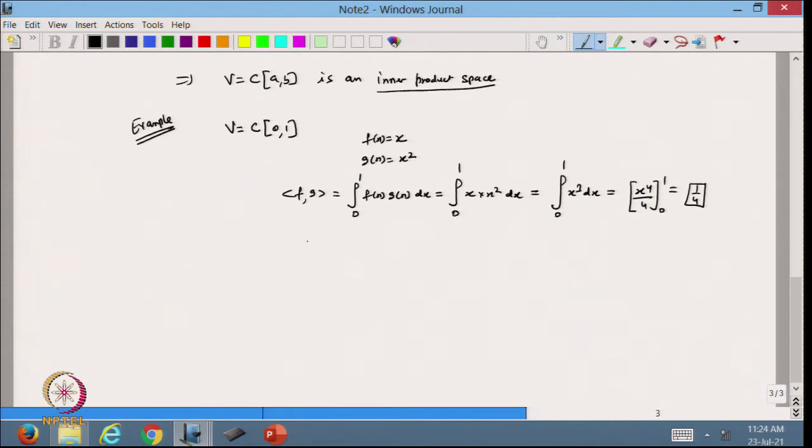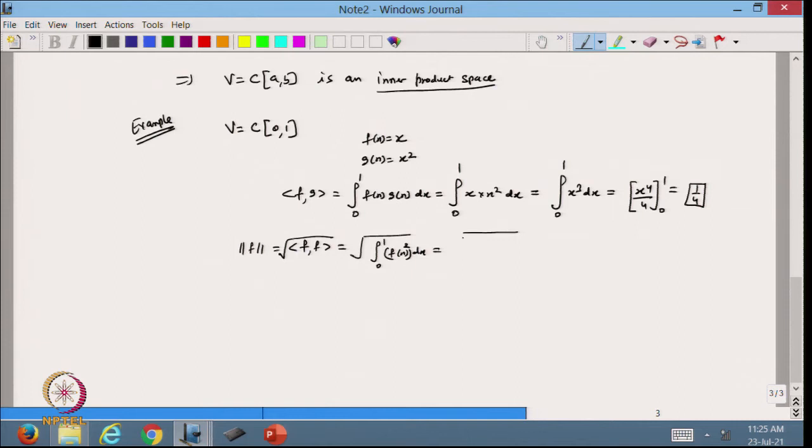Now, suppose I want to find its magnitude or its norm. So, this one I can define as norm, and I take the under root. So, this will be equal to taking the under root and from 0 to 1 f(x) square dx.